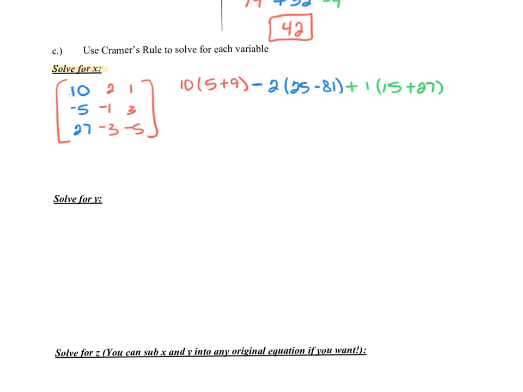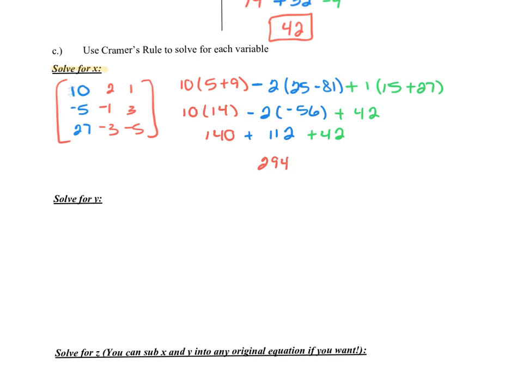Just like before, I can start cleaning that up. I'm going to have a 10 times a 14 minus my 2 times a negative 56. Certainly you could skip some of these steps, plus my 1, and then this time I'm not going to write the 1, I'm just going to write the 42. So I have 140. Now I'm going to have plus 112. You got to be really careful with signs. Plus 42. So the determinant of this, what I would call the X matrix, is 294.